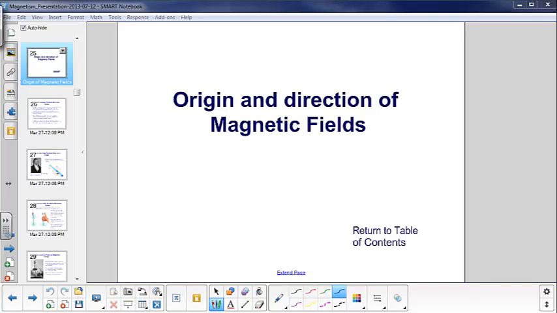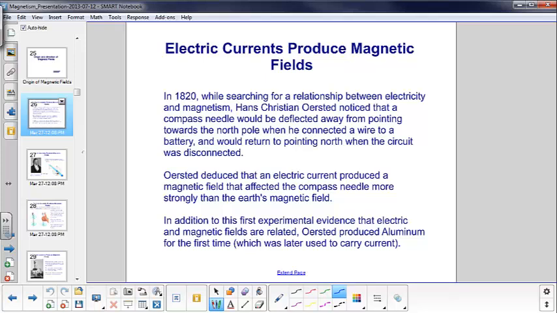The origin and direction of magnetic fields. In 1820, while searching for a relationship between electricity and magnetism, Hans Christian Ørsted noticed that a compass needle would be deflected away from pointing towards the North Pole when he connected a wire to a battery, and once he disconnected the wire, the compass would return to pointing north.